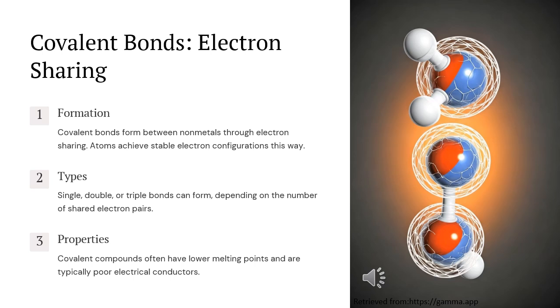Covalent bonds, electron sharing. Formation. Covalent bonds form between nonmetals through electron sharing. Atoms achieve stable electron configurations this way. Types. Single, double, or triple bonds can form depending on the number of shared electron pairs. Properties. Covalent compounds often have lower melting points and are typically poor electrical conductors.